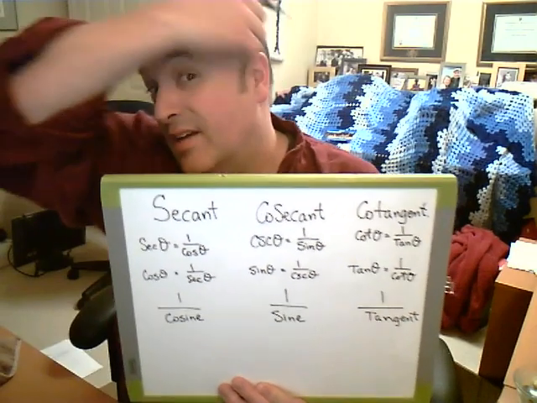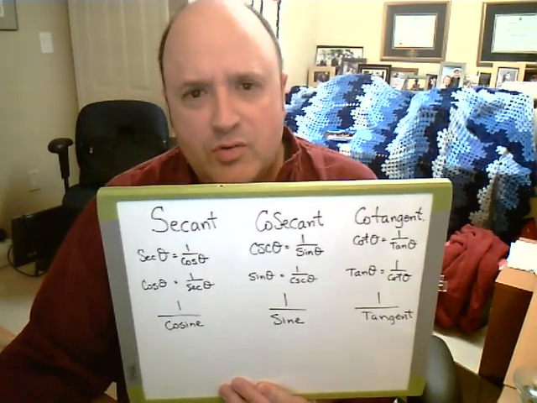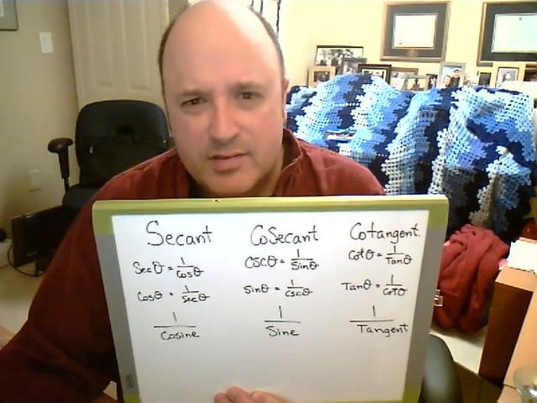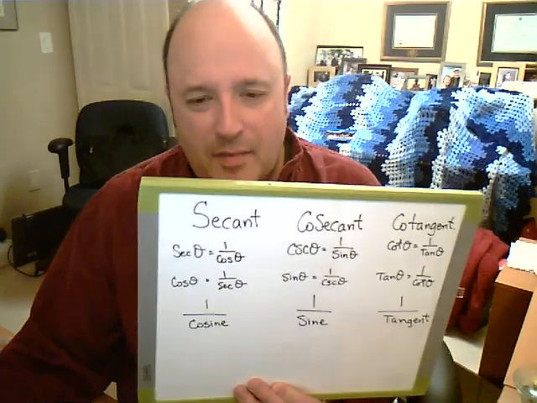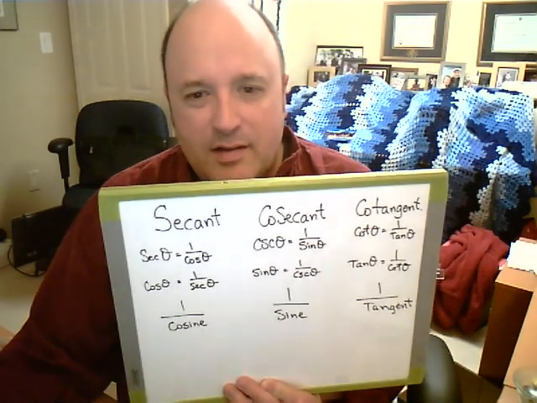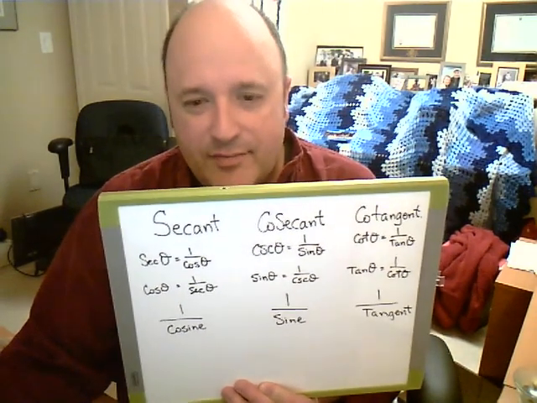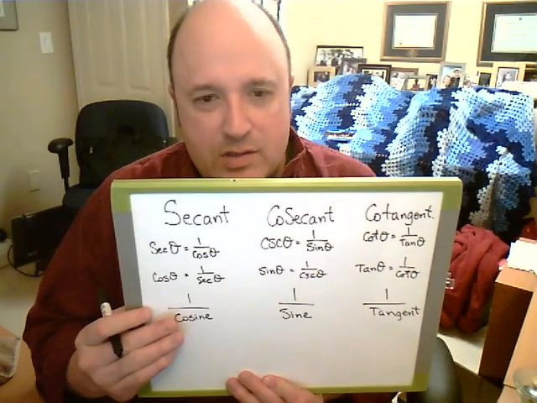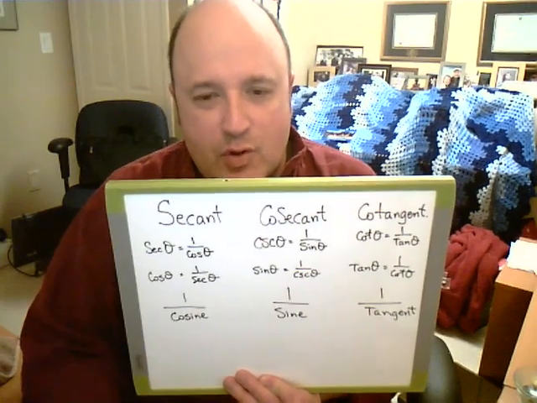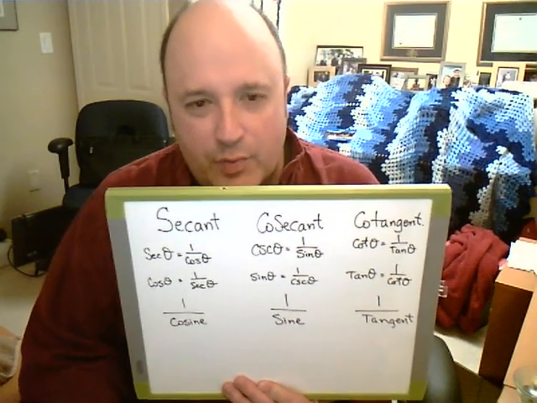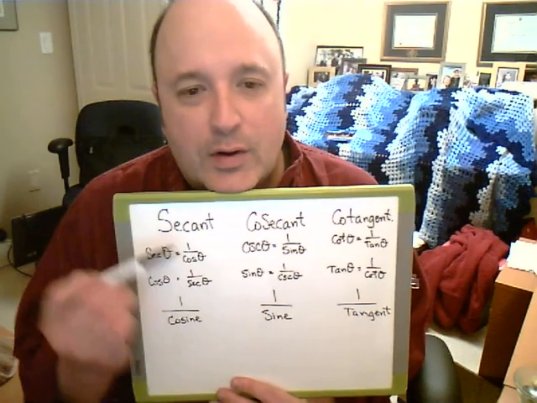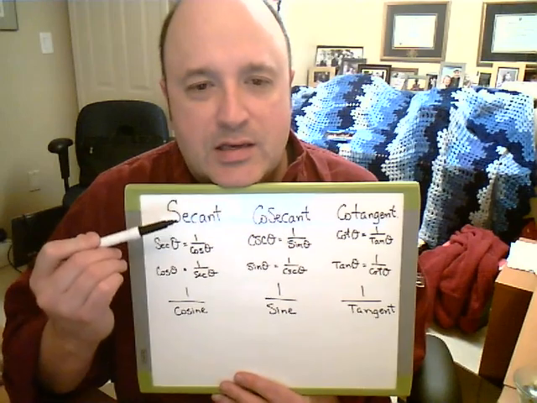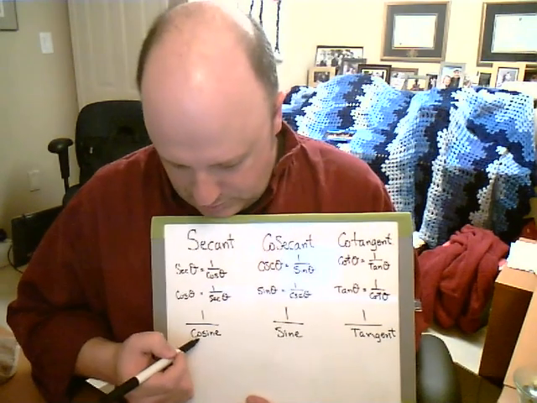I remember having a devil of a time getting these to match up. I could never figure it out properly. I was always getting them wrong. And then my teacher told me, here's how you remember it, and ever since then it's been super easy. Each grouping has a co in it. Secant has no co in it, but there's a co in cosine. So secant matches up with cosine.